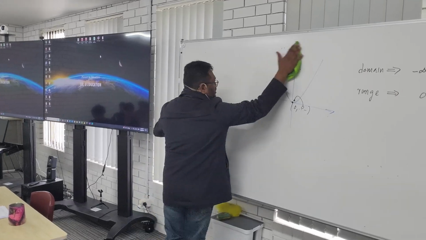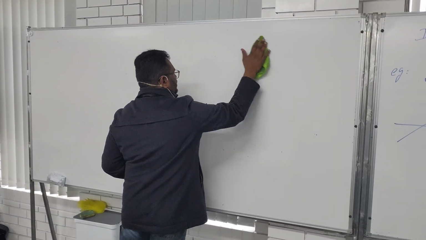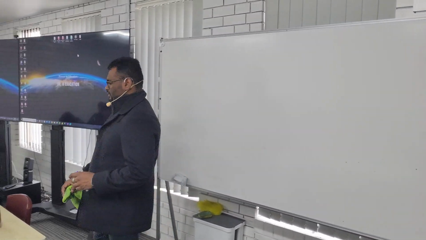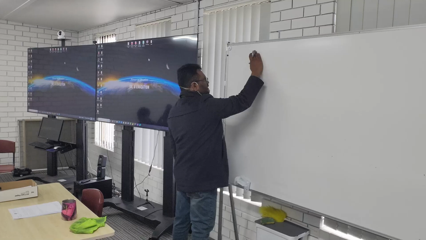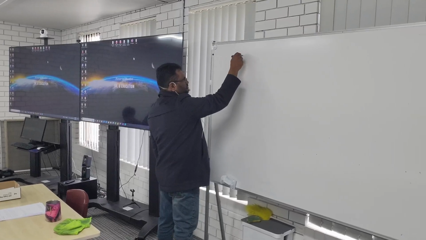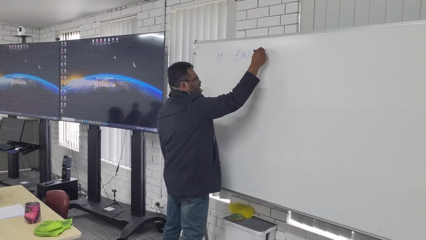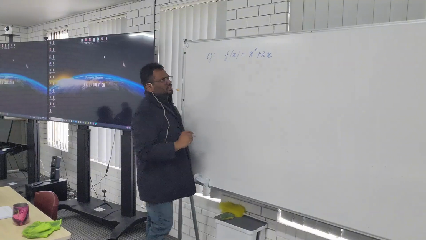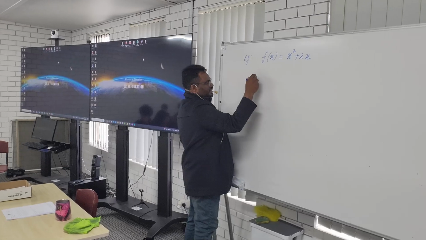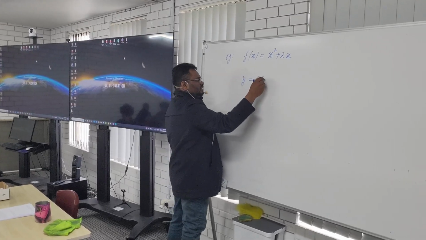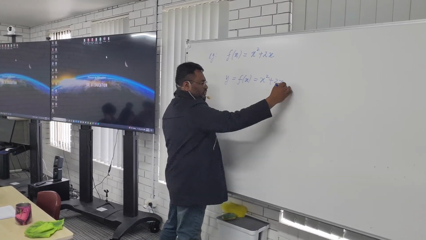So now we understand what is the domain, what is the range. Next page. Suppose you have, example again, f of x is equal to x squared plus 2x. Can I write y is equal to f of x is equal to x squared plus 2x? Can I write it this way? Yes, you can.